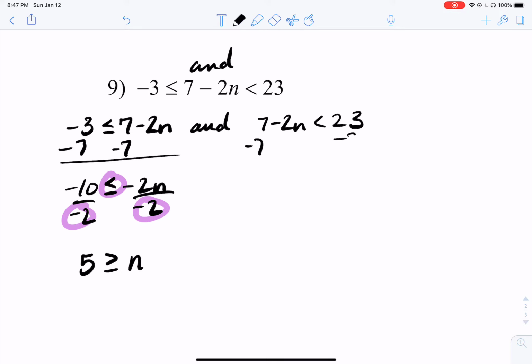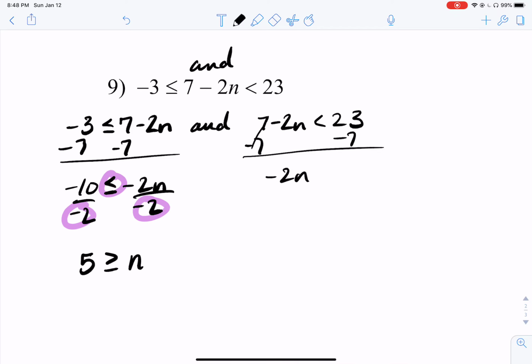Now I do the exact same inverse operation to the other inequality. Negative 2n is less than, what is this going to be? 23 minus 7.